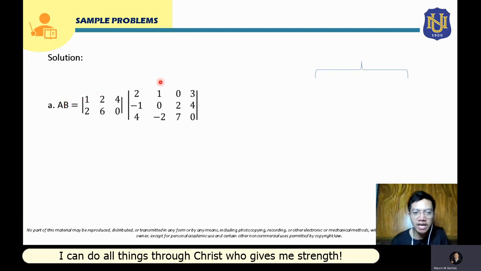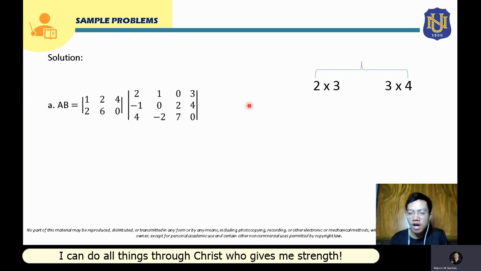So this is matrix A and this is matrix B. Again, before we multiply these two matrices, we have to check first if they can be multiplied. The size of matrix A is 2 by 3, right? 2 rows and 3 columns. And the size of the second matrix is 3 rows and 4 columns, so that will be 3 by 4.